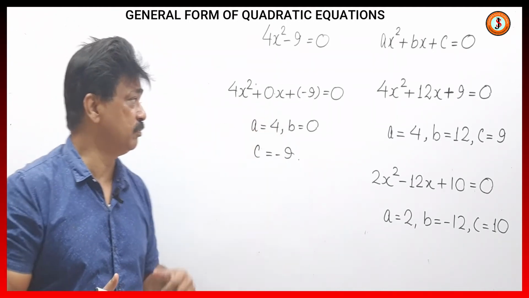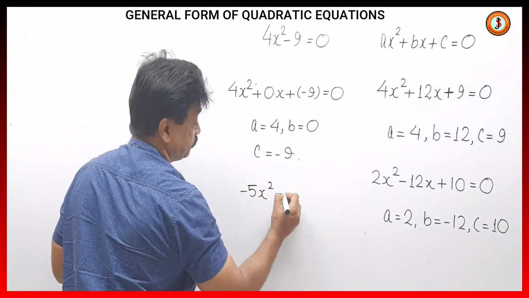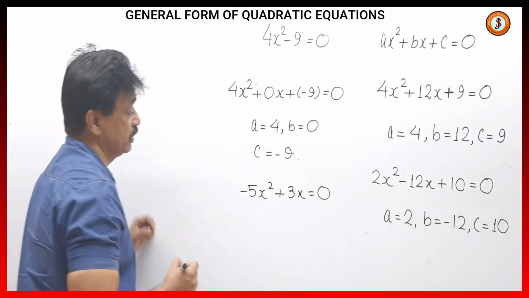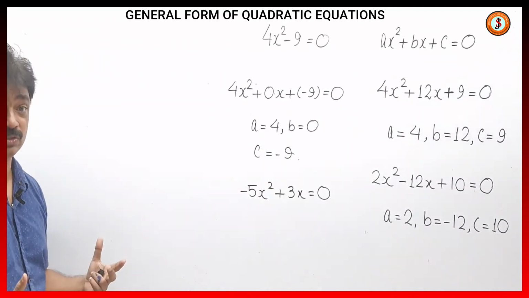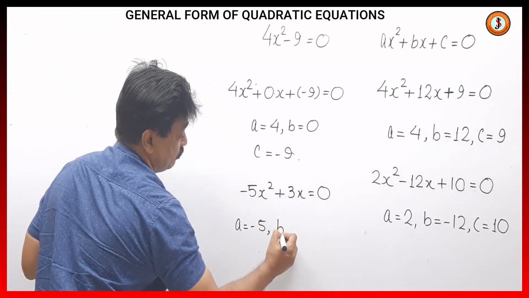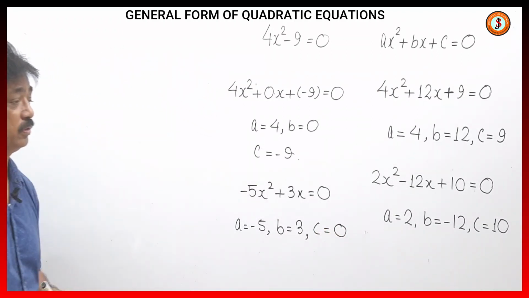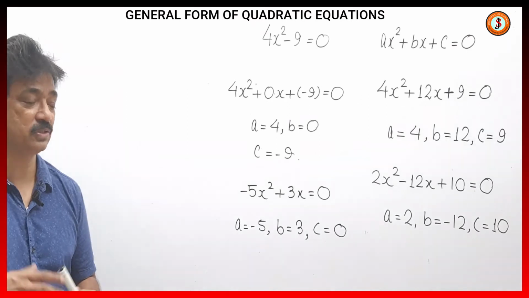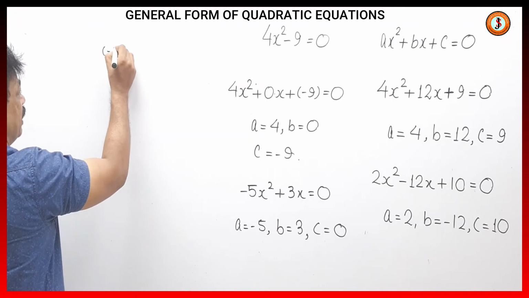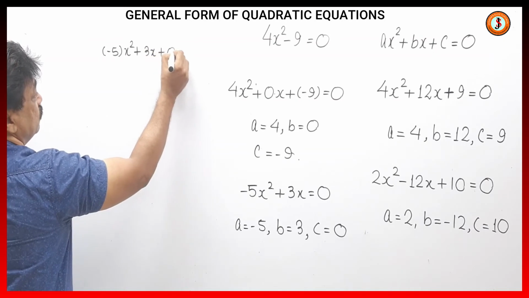The coefficient of x can be 0, or let us see, we have this minus 5x square plus 3x is equal to 0. Now this is a quadratic equation. Now here the constant is 0, so here a will be equal to minus 5, b will be equal to 3, and c will be equal to 0. So we should know how to write the quadratic equation in standard form. If somebody tells you to write it in standard form, you can write it like this: minus 5x square plus 3x plus 0 is equal to 0.